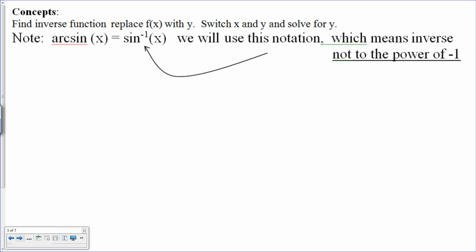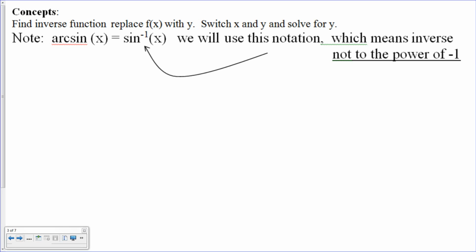Secondly, how do you get an inverse? When you get an inverse, you're actually switching your x and y's around. It's kind of like playing a cat and mouse game where you're switching the chase on them. And so you're switching the x's and the y's, and then you're representing the new y.